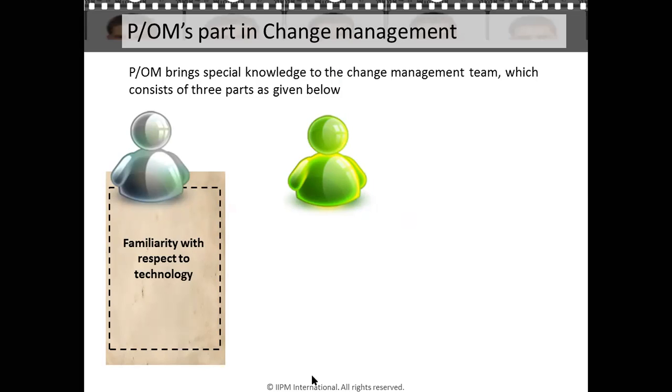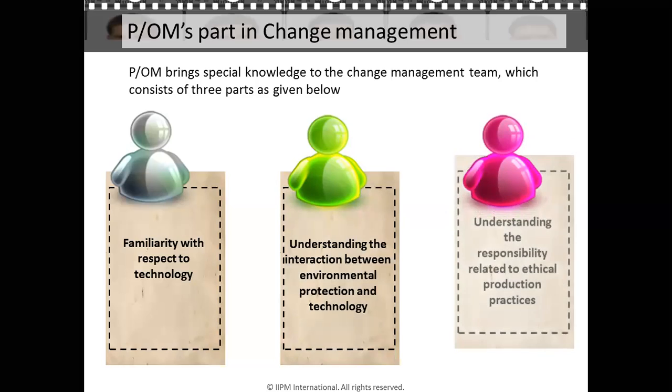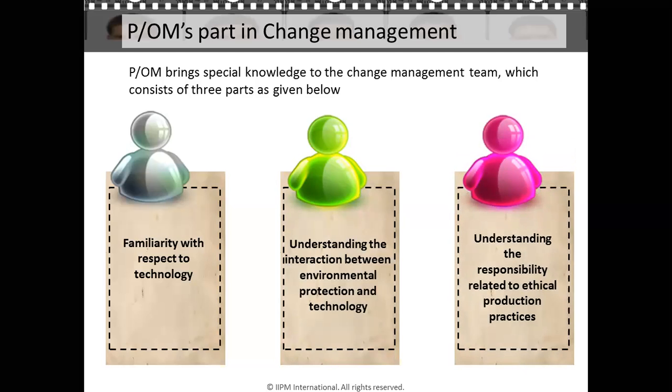Production and operations management brings special knowledge to the change management team, which consists of three parts as given below. We have familiarity with respect to technology, understanding the interaction between environment protection and technology, then understanding the responsibility related to ethical production practices.